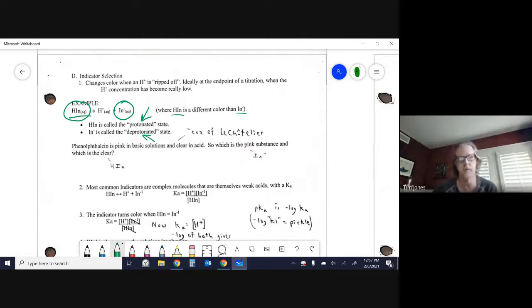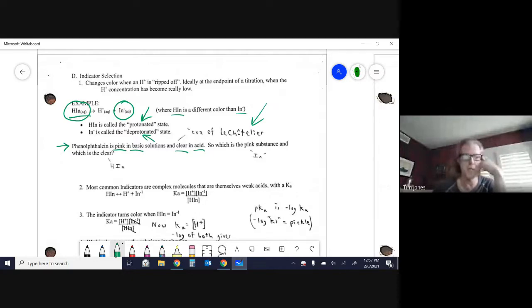So let's take one that you should have seen before. You would have seen this last year. You'll see it again this year. Phenolphthalein, which is a very odd word. It is pink when it's in a base, and it's clear when it's in an acid. Now, the reason it changes like this is because it undergoes an equilibrium shift, like I mentioned here. And that's what forces it to change color.